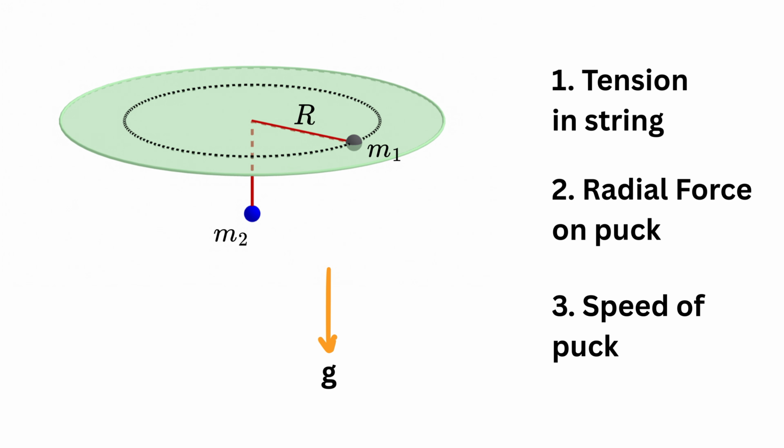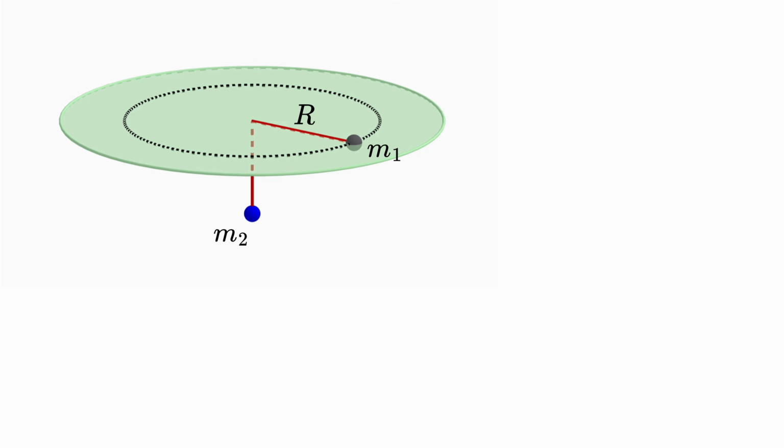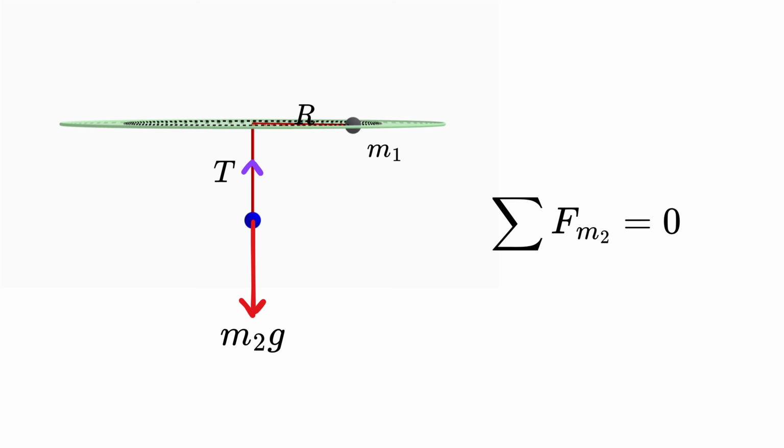Let us now solve this problem step by step by carefully understanding the physics involved. First, focus on the hanging mass m2. This mass is not moving up or down as it is in equilibrium. Because of this, the forces acting on m2 must balance each other. Let T be the tension in the string. The downward force on m2 is its weight due to gravity, and the upward force is the tension T in the string. Since the mass is at rest, the tension T must be exactly equal to m2 times g.